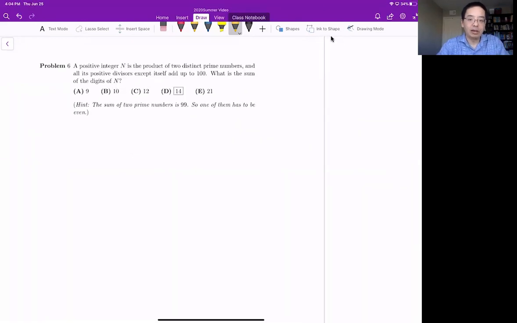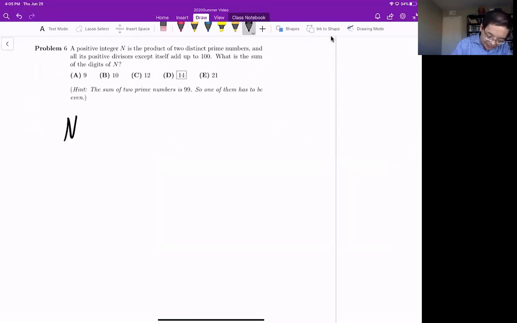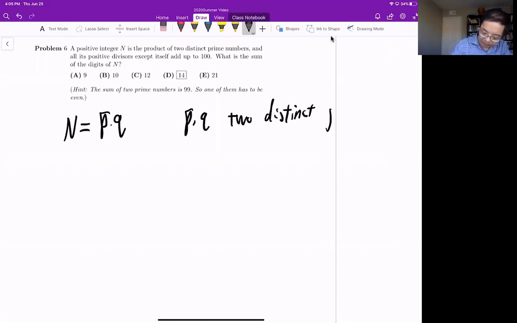All right, now let's look at problem 6. Problem 6 says we have a positive integer that is the product of two different prime numbers, and if you add all its divisors together without itself, it equals 100. The question is, what is the sum of the digits of n? Basically, we need to find what n is, and then we just add the digits together. So n equals p times q, where p and q are two distinct prime numbers.